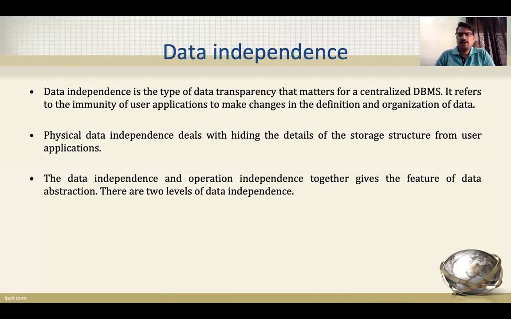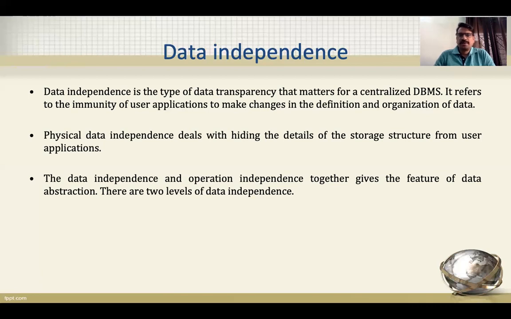So we have three levels of abstraction, and if we make any changes in one level, it should not affect another level. That is called independence, that is called isolation, right? That is defined here in the data independence concept. It refers to the immunity of user applications to changes in the definition and organization of data. Physical data independence deals with hiding the detail of storage structure from user applications.